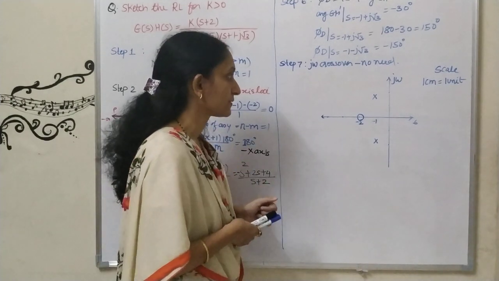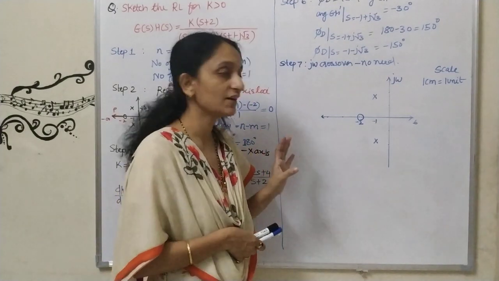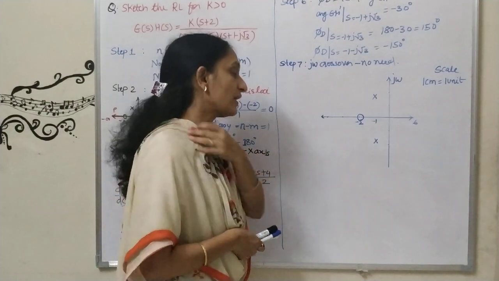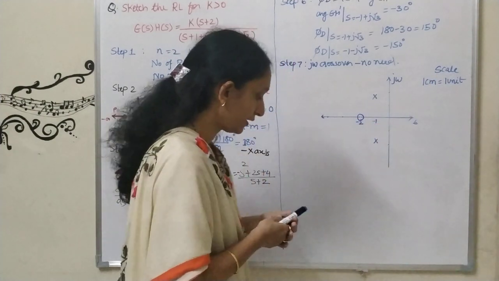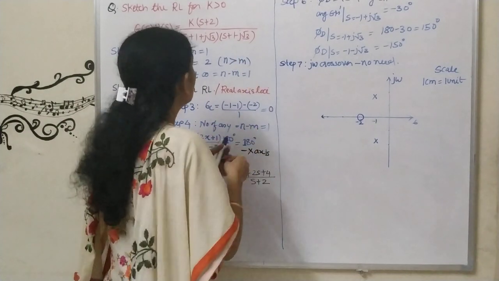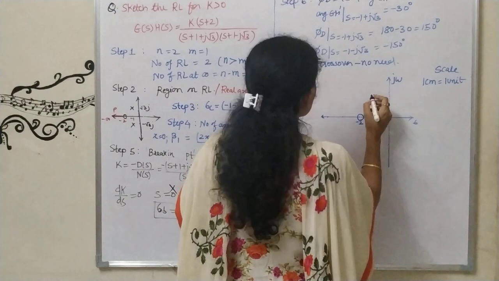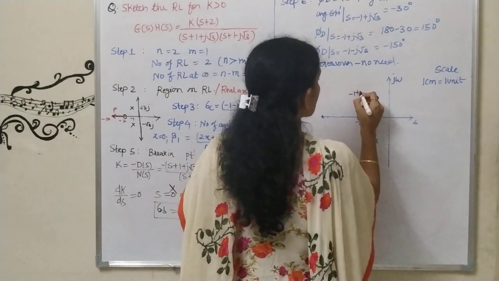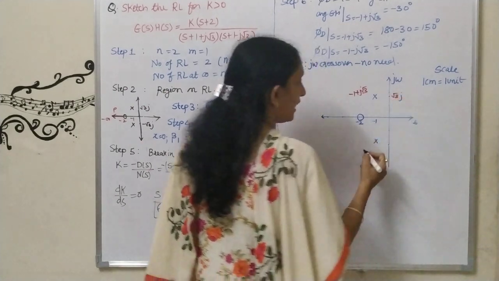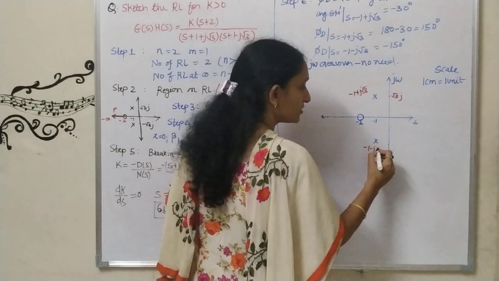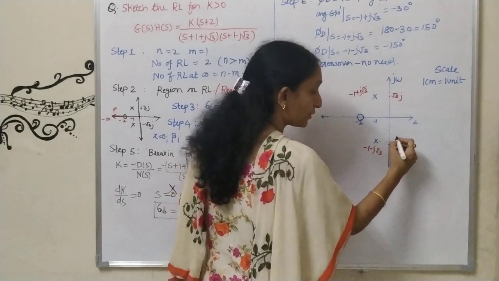Next, the important thing: now we have to show all the steps on graph paper. For that you need to use graph paper and write down the scale on both axes, 1 centimeter equal to 1 unit. Here I have shown the poles and the zero. My first pole is minus 1 plus j root 3, and this point is minus 1 minus j root 3. Root 3 means 1.732.